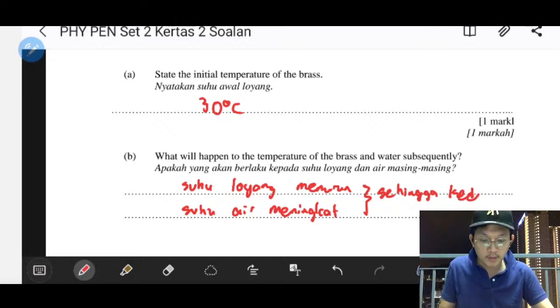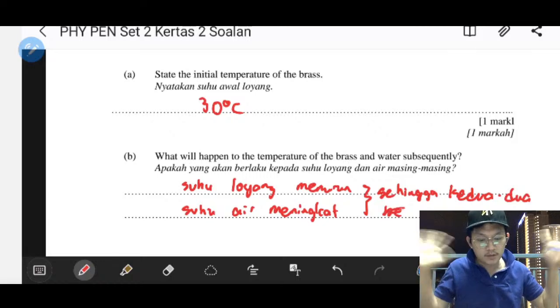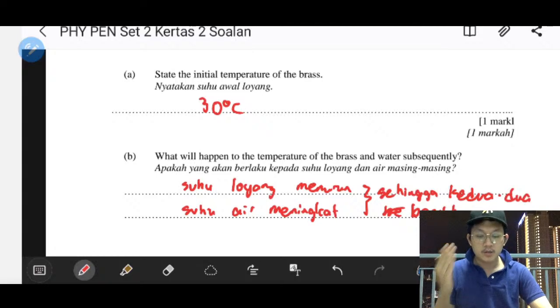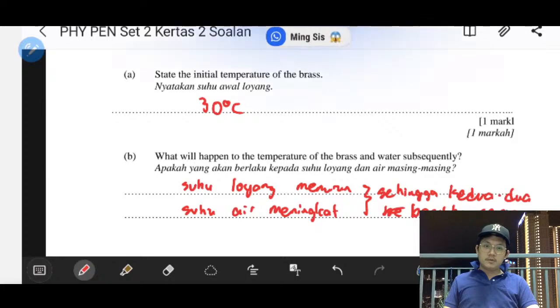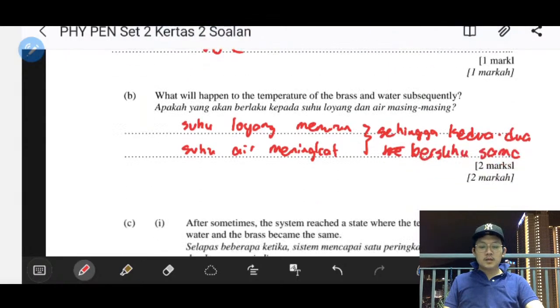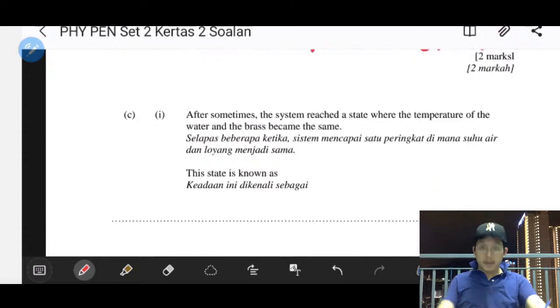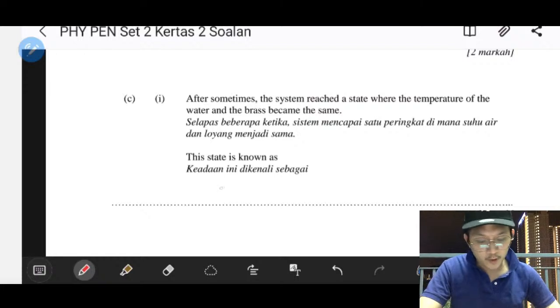That is thermal equilibrium lah, huh? Okay. After some time, the system reach a state where the temperature are the same. Suhu loyang dan air panas itu menjadi sama. This one is called the thermal equilibrium, yaitu keseimbangan. Okay, very good, very good.